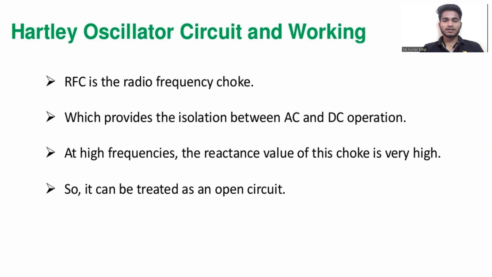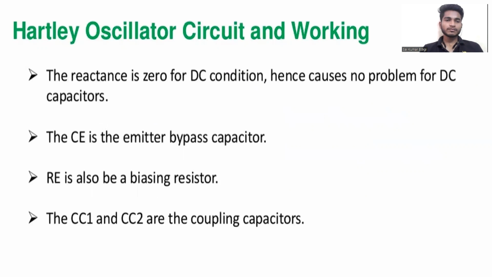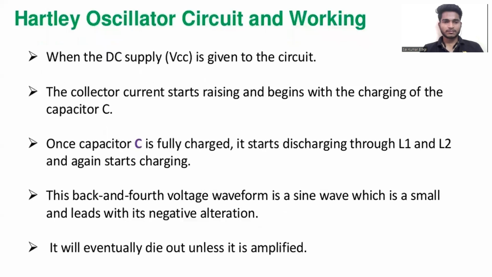At high frequencies, the reactance value of this choke is very high, so it can be treated as an open circuit. The reactance is zero for DC condition, hence it causes no problem for DC. CE is the emitter bypass capacitor. RE is also a biasing resistor, and CC1 and CC2 are the coupling capacitors.